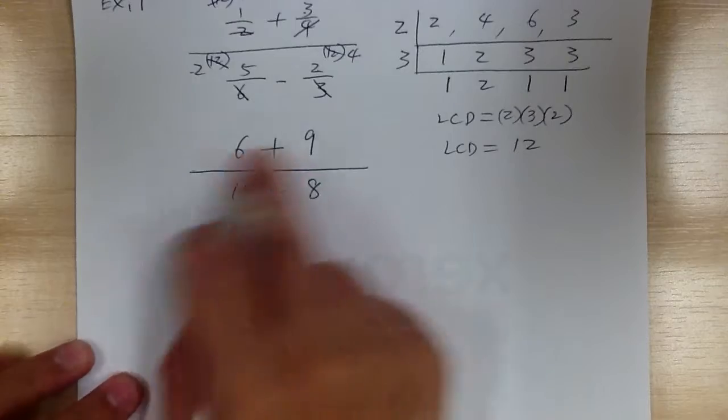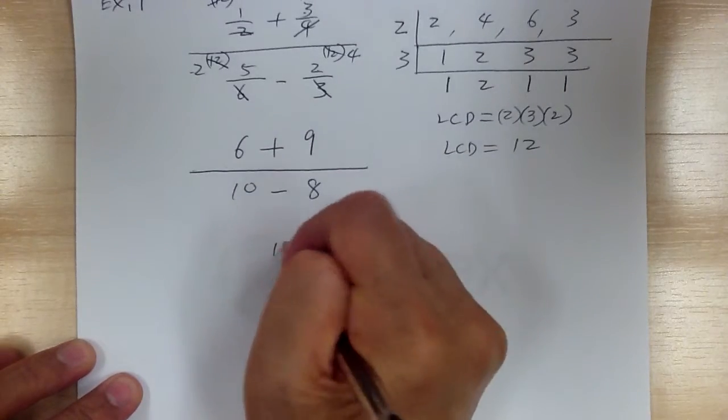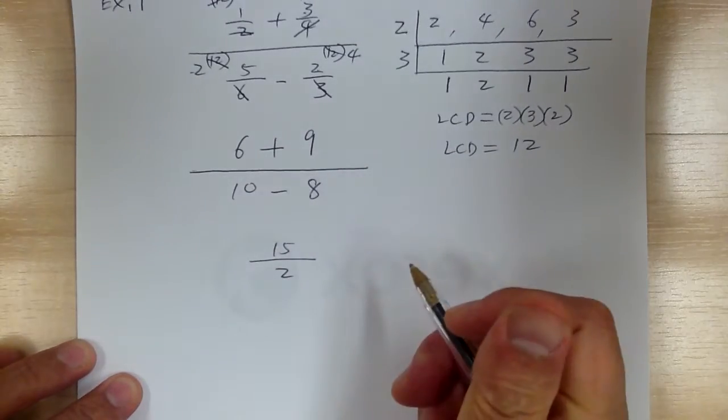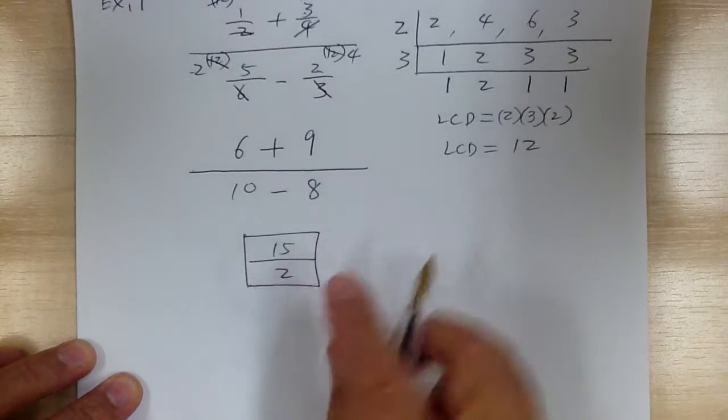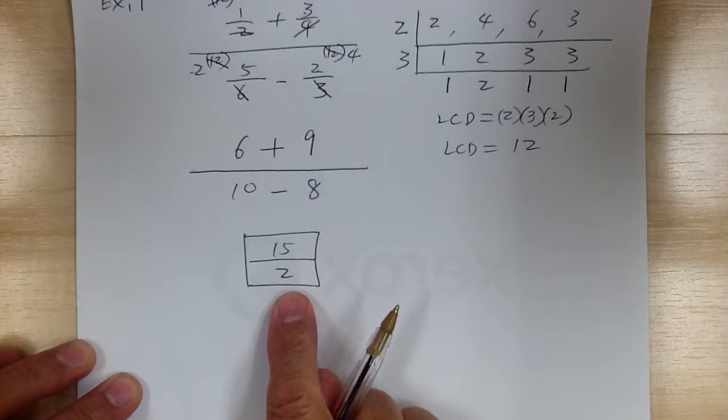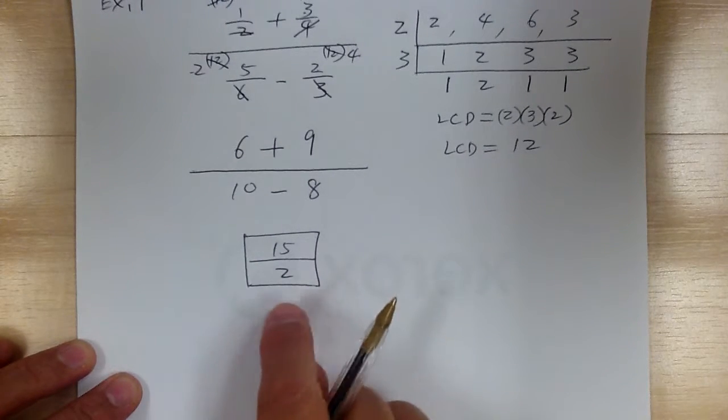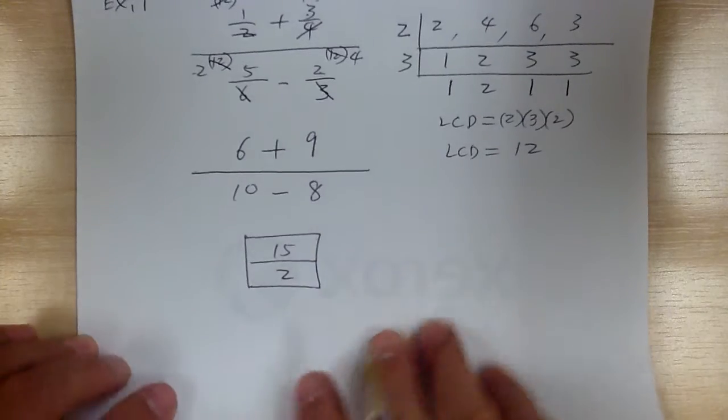Now you can go ahead and add. So you've got 15 over 2, and that's it. That's your answer. Don't waste time making it into a mixed number. Just leave it like that. So that's it. Okay, let's go to example 3.